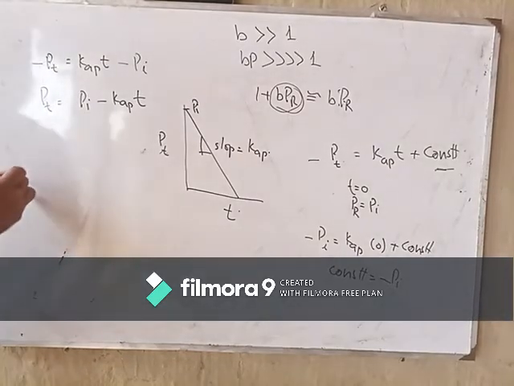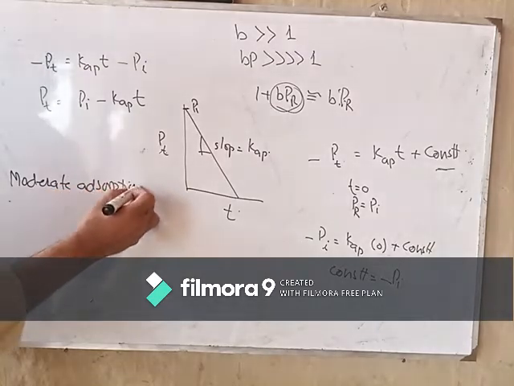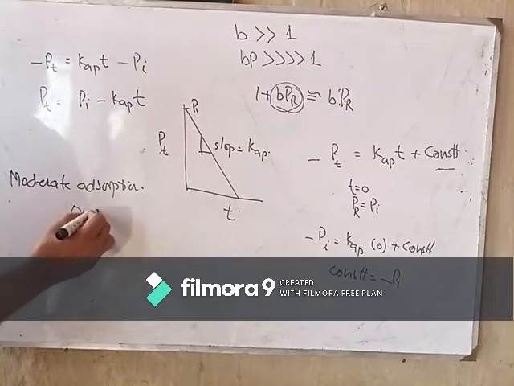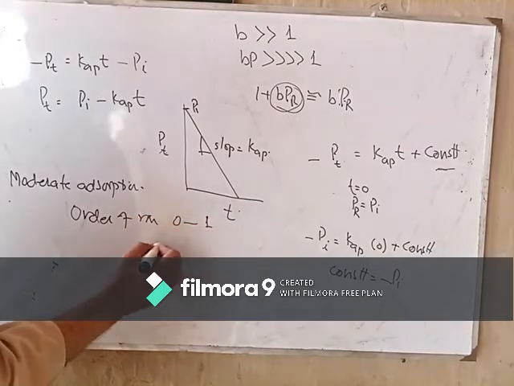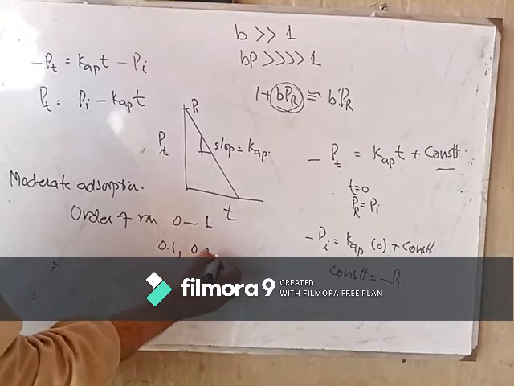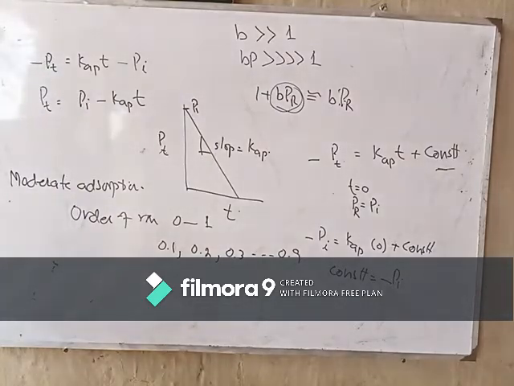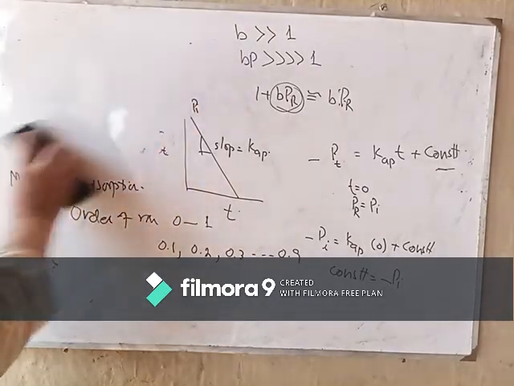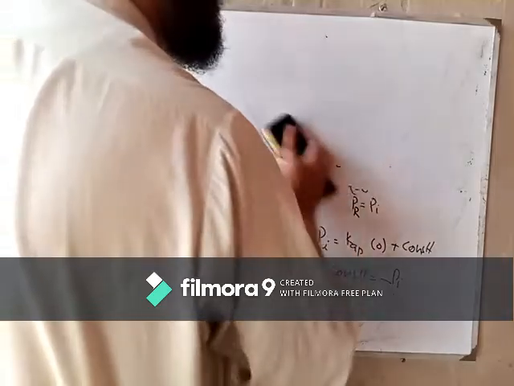अगर moderate हो, moderate adsorptions, for moderate adsorptions the order of reaction is in between 0 to 1. That is, it is either 0.1, 0.2, 0.3 up to 0.9 fractional order. So it means that the nature of adsorption affects the kinetics of the surface catalyzed reactions. Whether it would be a first order equation, it follows zero order kinetics, or fractional order kinetics.